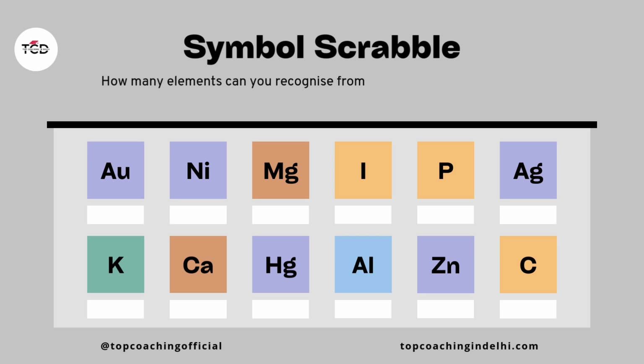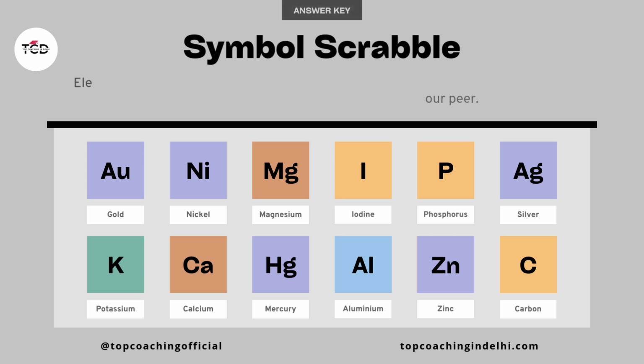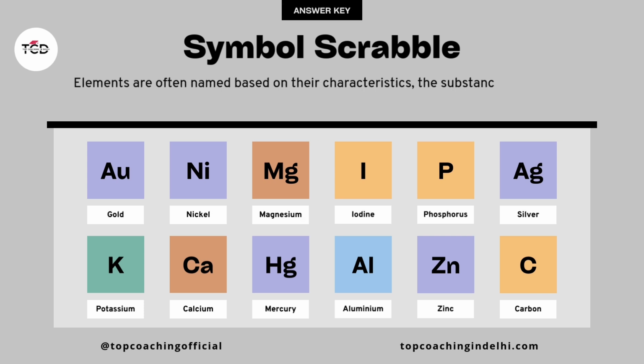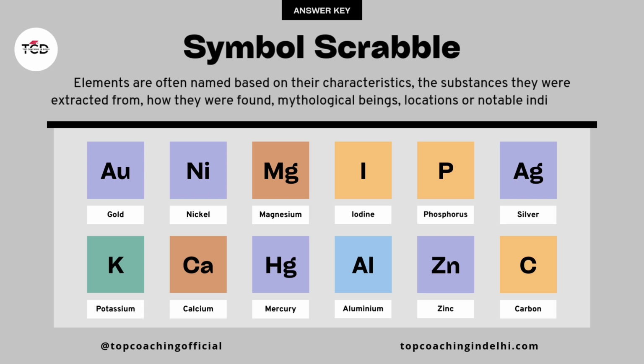How many elements can you recognize from the chemical symbols below? Name as many as you can with the help of your peer. Here's the answer key. Elements are often named based on their characteristics, the substances they were extracted from, how they were found, mythological beings, locations or notable individuals.